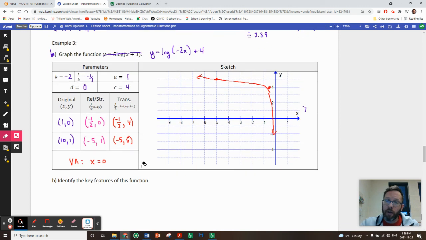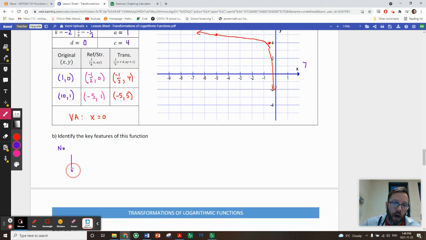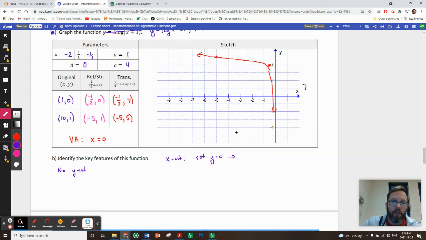What are the key features? Okay, so a couple things. One, we already know the vertical asymptote. Two, it is clear from the graph, because of our vertical asymptote being at x equals 0, that there is no y-intercept. Hopefully that's clear. There is an x-intercept. It's not obvious where it is, so let's find it. Domain and range are kind of clear as well. x is less than 0, y is any real number. But let's set y to 0 and see what we get.